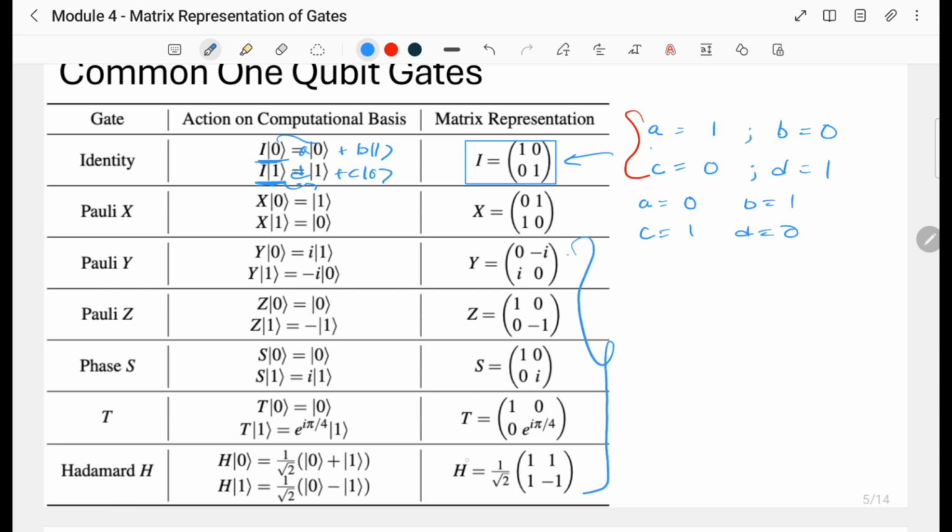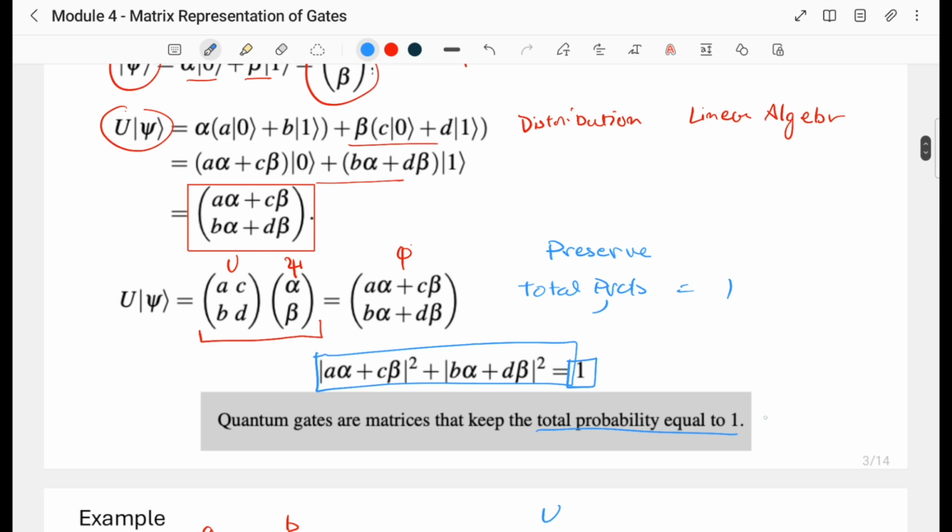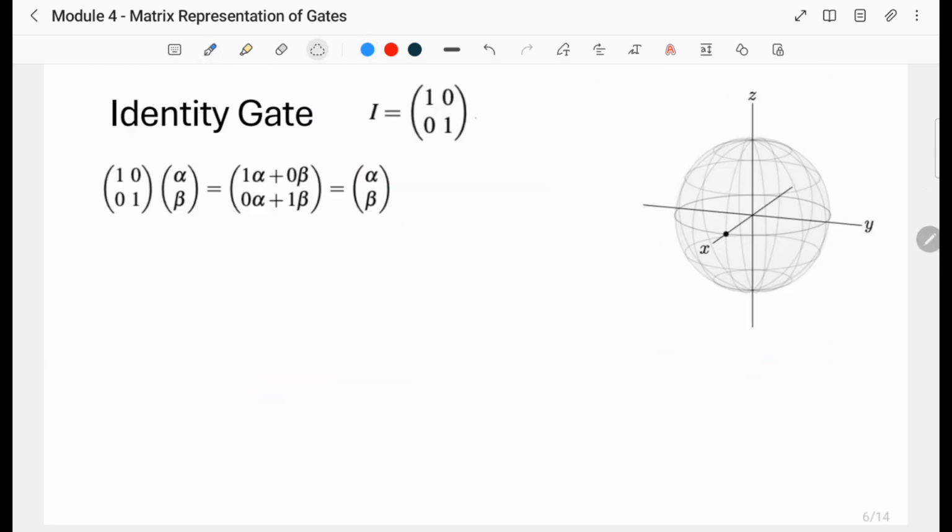So you see, this 1 by root 2 automatically comes from here, the normalization. So the matrix representation automatically preserves this thing, right? So let's look at the identity gate for a second. Let's try to operate it on any arbitrary state psi, which we can represent like this. And so this is our identity gate I here. We operate it on our state psi, and we can easily follow through this, and we get the state alpha beta.